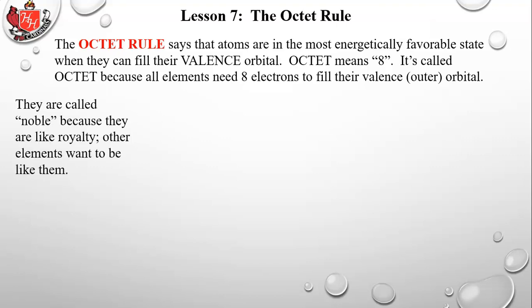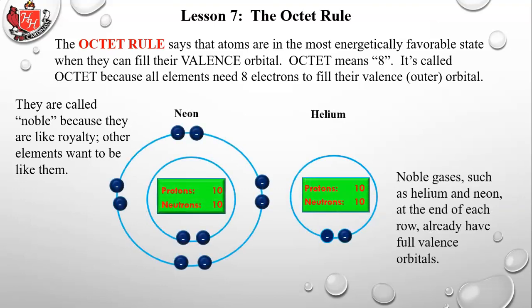The elements that are born with full octets are called noble gases, and they're called noble because they're like royalty. Other elements want to be like them. Noble gases such as helium and neon at the end of the periodic table on the right hand side already have full valence orbitals.